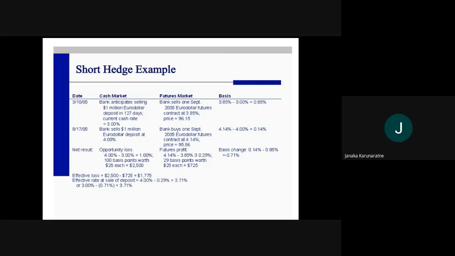So this is a very classic example of how you use a futures contract to hedge against rising interest rates. Similarly, you can look at anything on the interest rate decline. If you are going to make an investment, how you can reduce the interest cost.